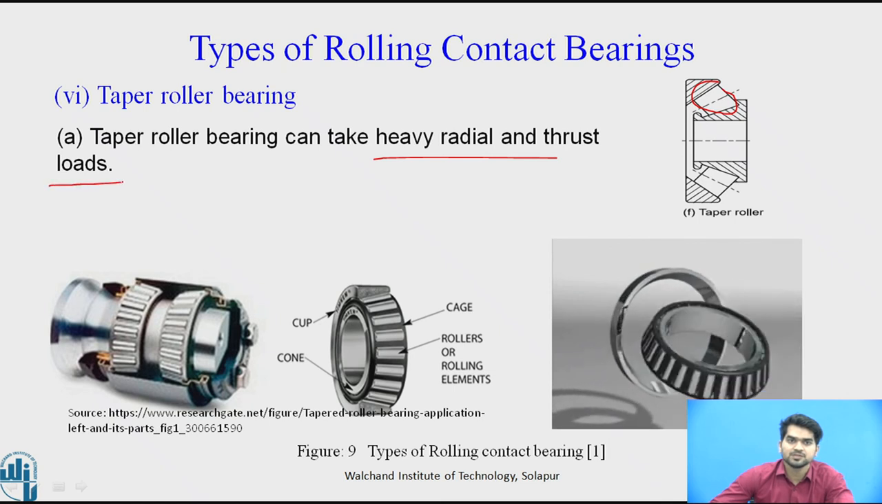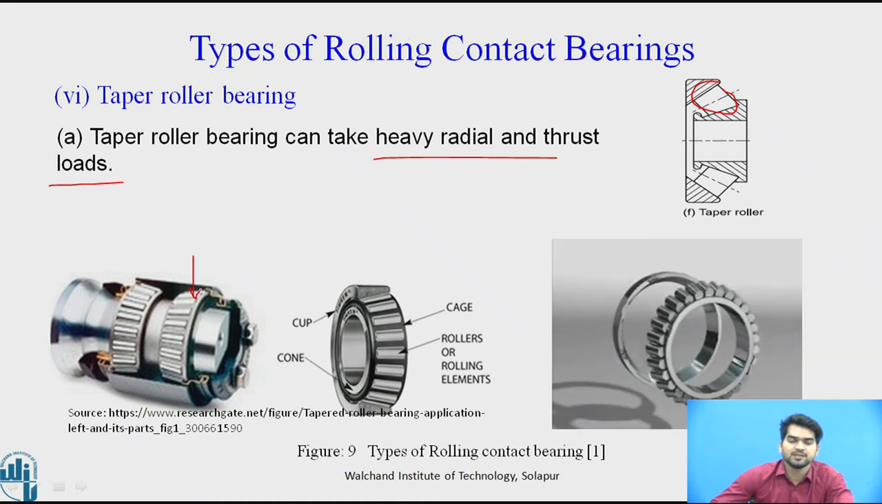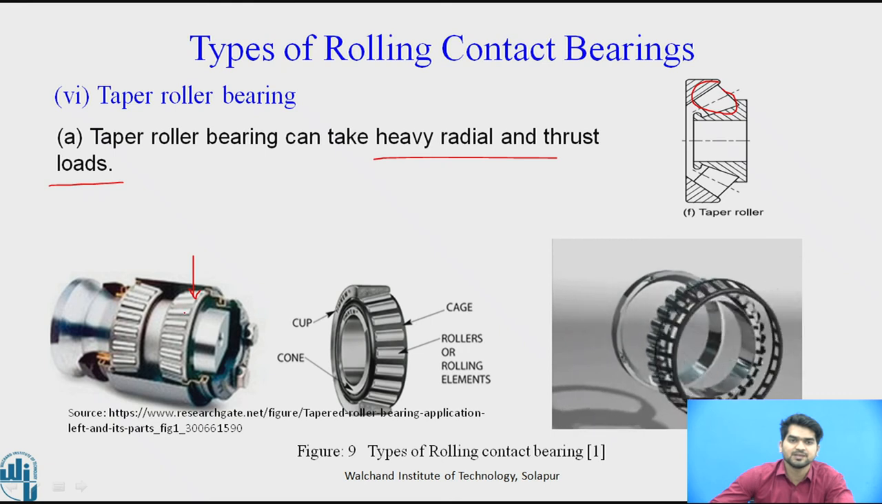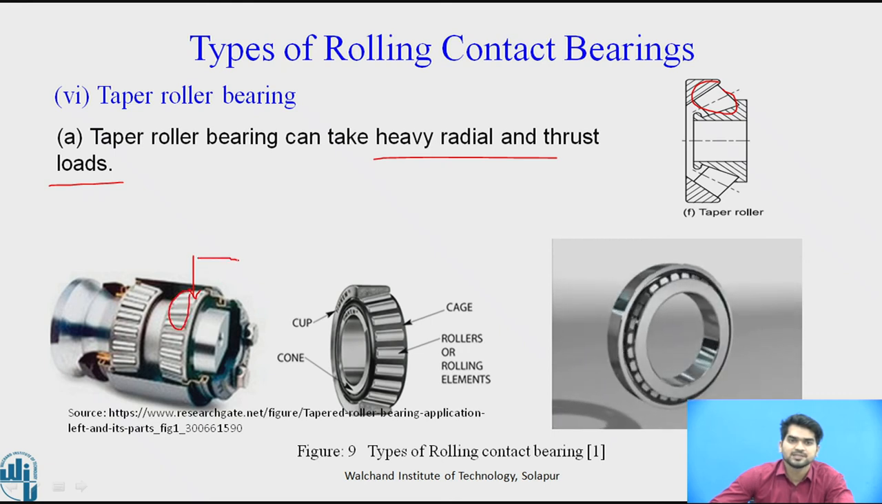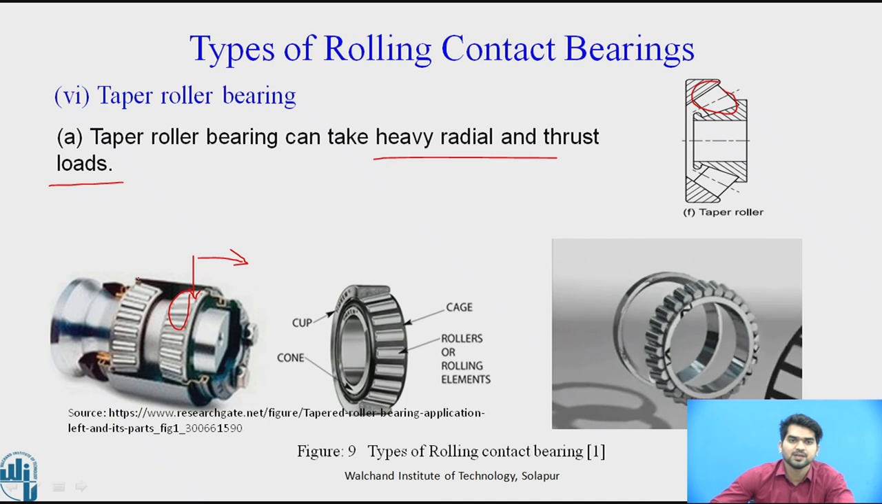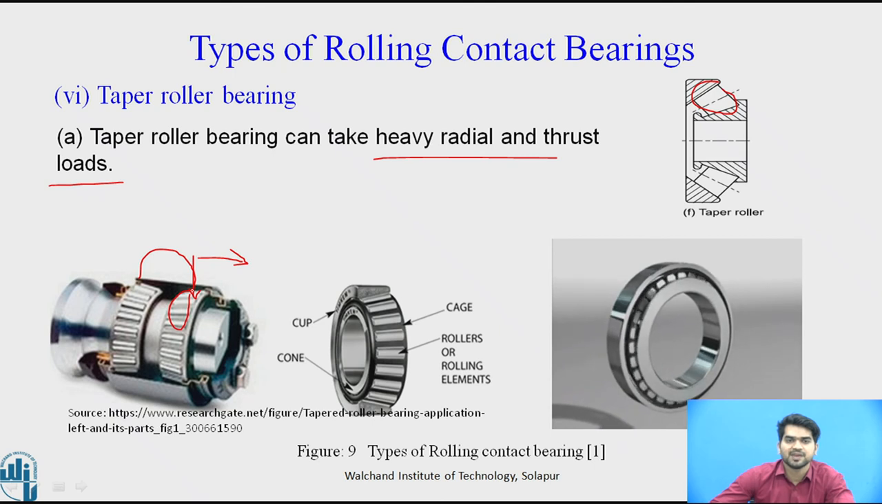But the disadvantage of this bearing is that if we use only a single taper roller bearing, it will have an axial thrust. Because of that, this portion of the bearing will separate out, or move along the axial direction of the shaft. Because of that, we have to use two taper roller bearings simultaneously on the shaft to nullify the axial thrust.